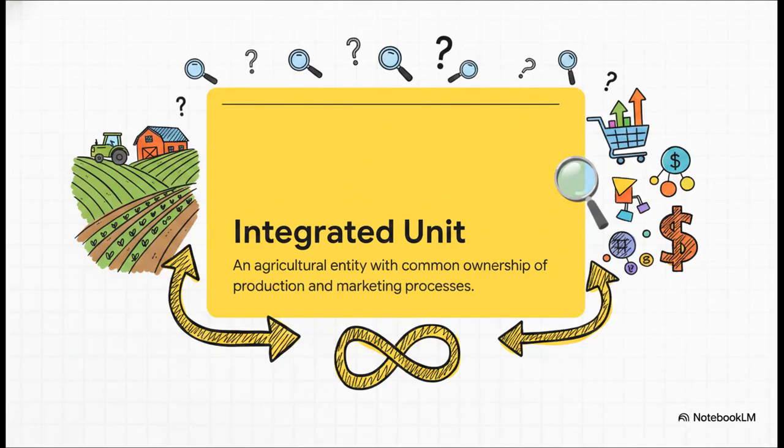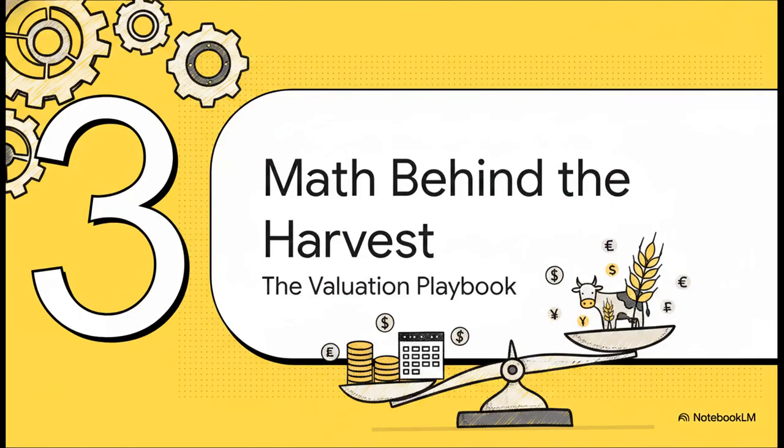We also have to account for what's called an integrated unit. That's an agricultural entity with common ownership of all or even just part of the processes involving the production and marketing of its products and commodities. This adds a massive layer of complexity when the farm itself and, let's say, the corporate marketing arm are bundled together.